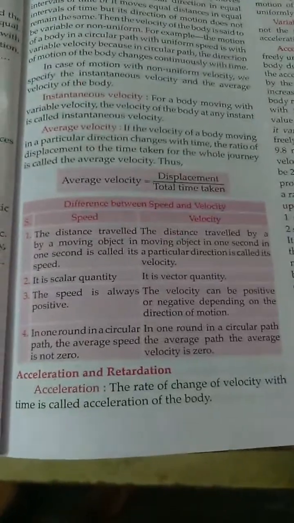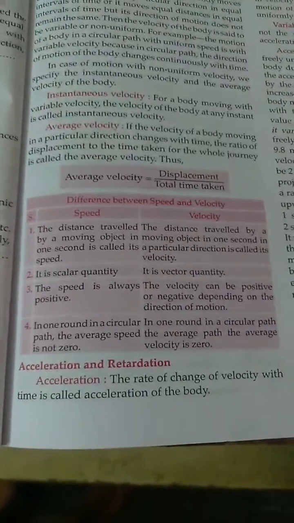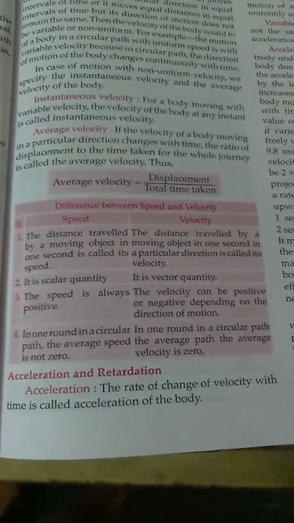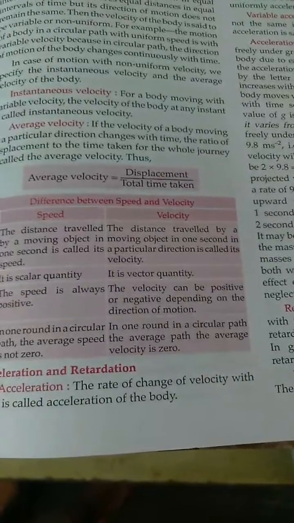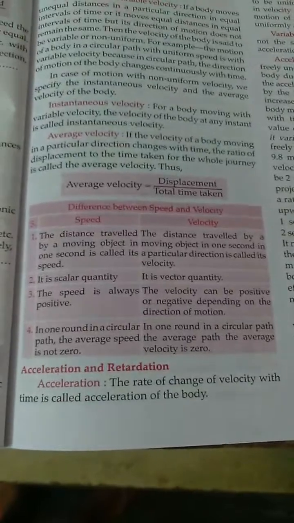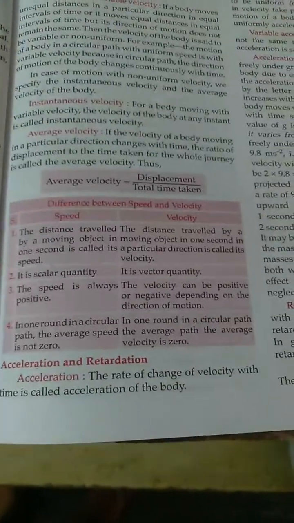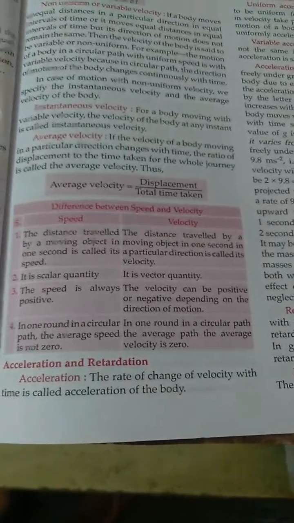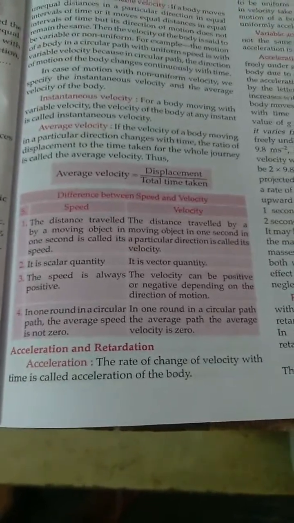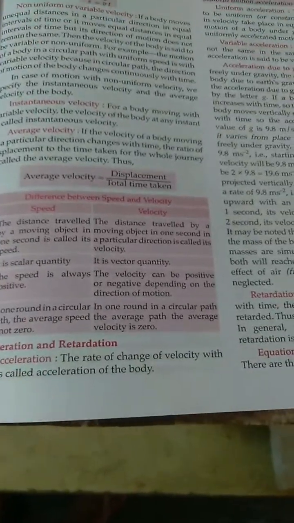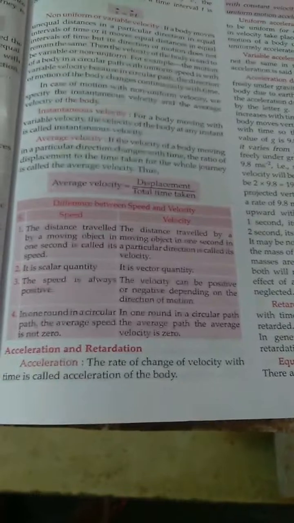Difference between speed and velocity. Speed: the distance traveled by a moving object in 1 second is called its speed. Velocity: the distance traveled by a moving object in 1 second in a particular direction is called its velocity. Speed is a scalar quantity, velocity is a vector quantity. The speed is always positive, the velocity can be positive or negative depending on the direction of motion. Speed: in one round in a circular path, the average speed is not zero. Velocity: in one round in a circular path, the average velocity is zero.